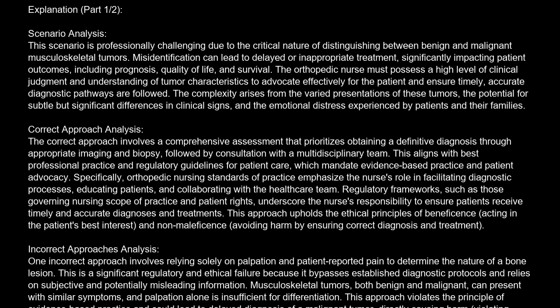The correct answer is C. Initiate a comprehensive diagnostic workup including advanced imaging and consider a biopsy, while providing supportive care and patient education regarding the diagnostic process and potential findings.